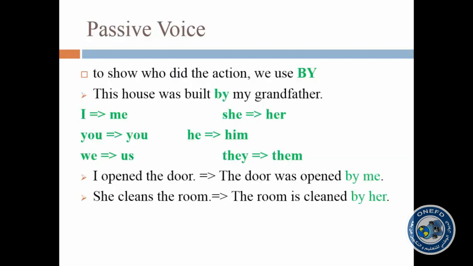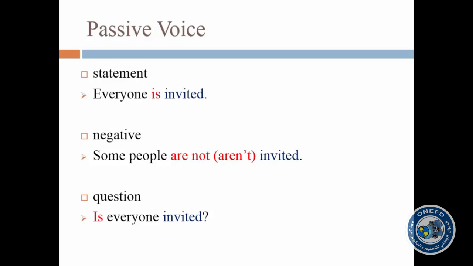Again, a note. We show who did the action by using "by." And also in the passive voice, we have some changes in pronouns. For example, I becomes me, you becomes you, and we becomes us. For example, this house was built by my grandfather. We can say this house was built by me, by you, or by us. She becomes her, he becomes him, and they becomes them. So, passive voice statement, and we can have the negative form, and we can have the question form of the passive voice.